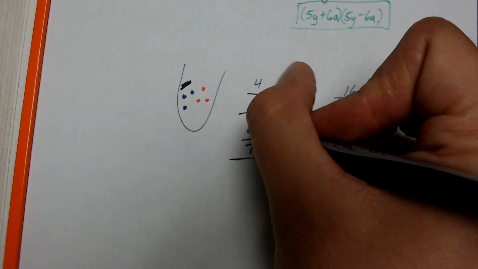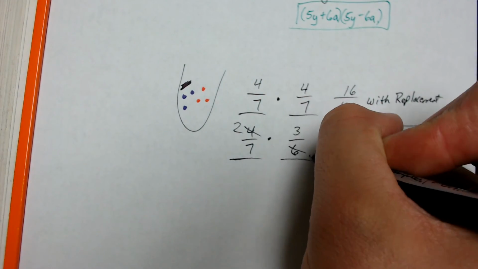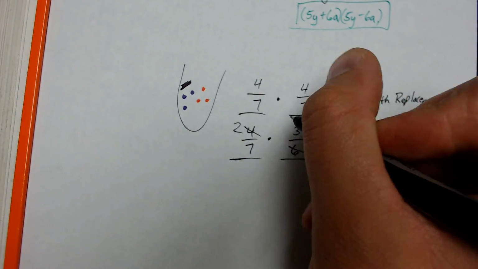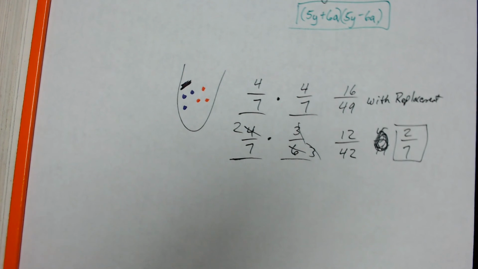I should have cross multiplied, or cross canceled. This could have been 2, this could have been 3, and then those would have canceled. Man, I could have made life so much easier for myself. All right, but that's probability without replacement. And your final answer would have been 2 sevenths there.